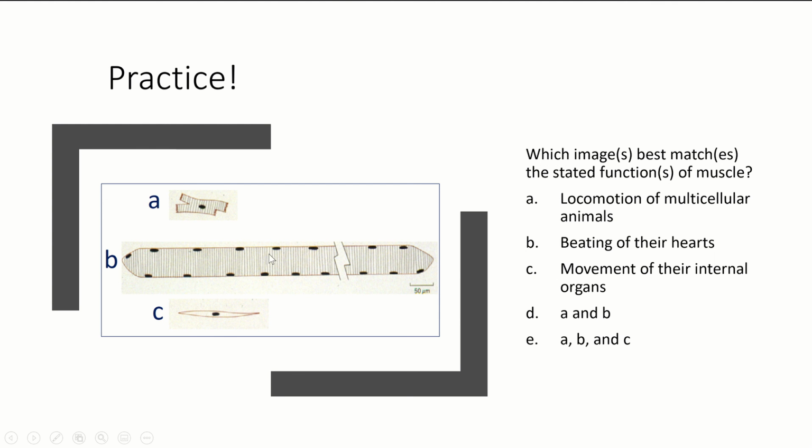B, so this is a picture of skeletal muscle, right? It's striated, it's long and huge. It's multinucleate and the nuclei are on the periphery. So it is not in charge of the beating of your heart. Remember, that is cardiac muscle. So these two are actually switched. C, movement of internal organs. And C is a picture of smooth muscle. So yes, that does match. Your answer would be C.